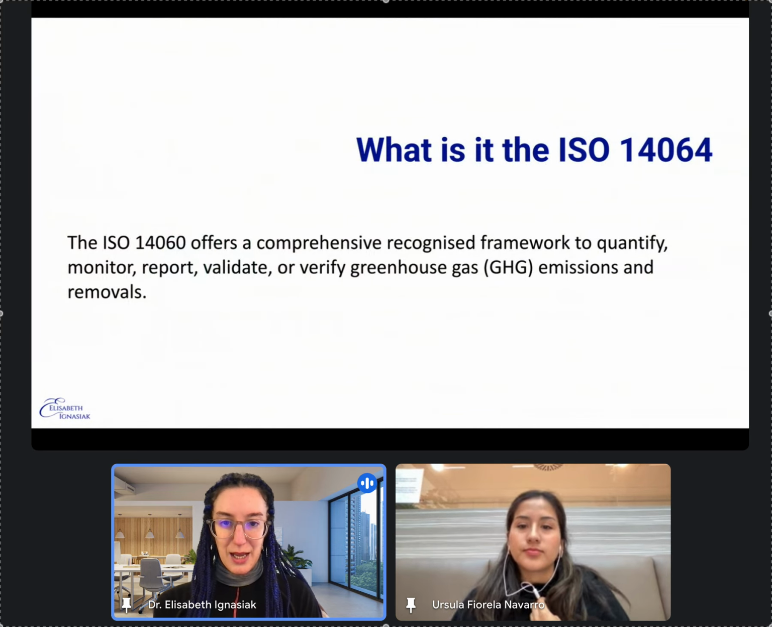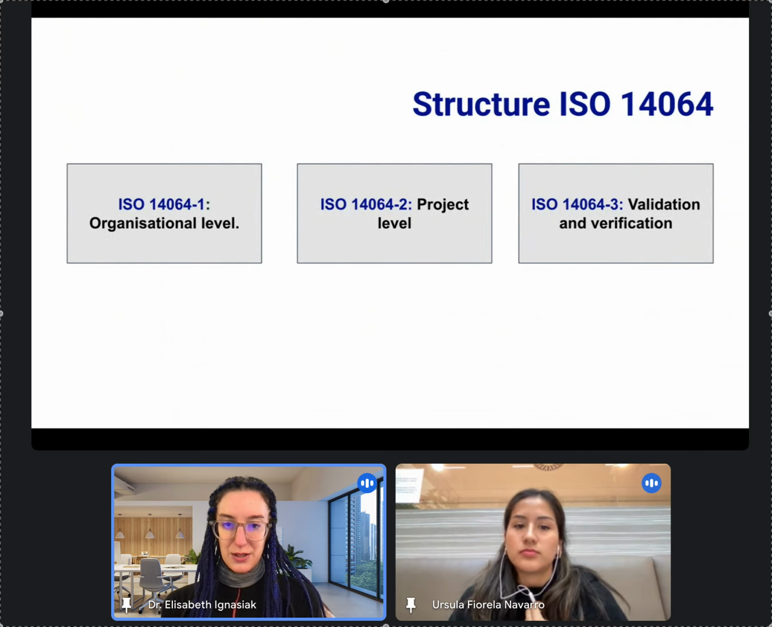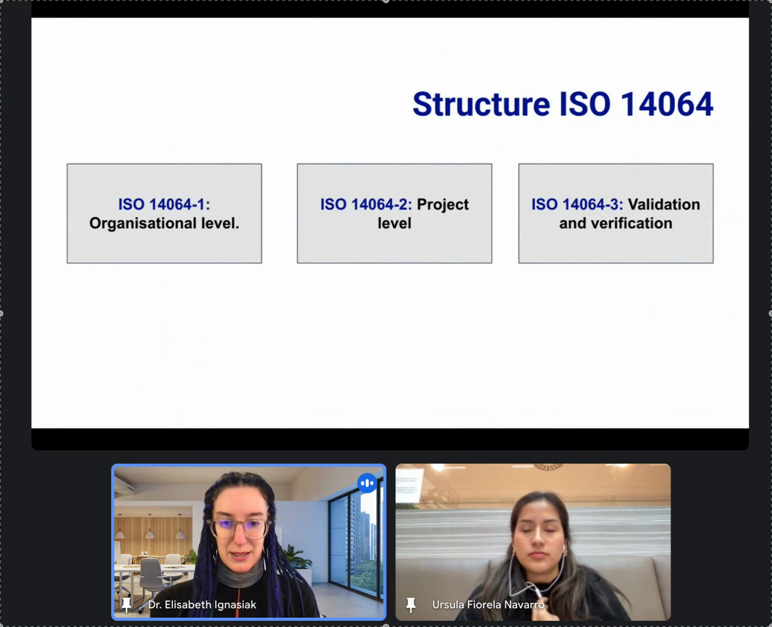So, what is the ISO 14064 standard? In general, the ISO standard is a framework to quantify, report, validate, and verify greenhouse gas emissions and removals. And if you go on to the next slide, what the ISO standard or this group really does is various things. There are different ISO standards, I'm sure you're aware, and we're looking in particular at the 14064, which is split into 3 separate standards.